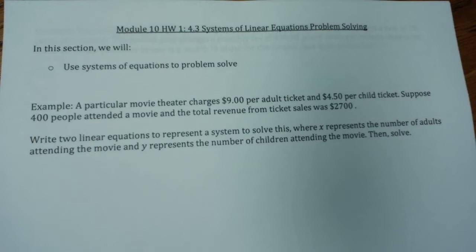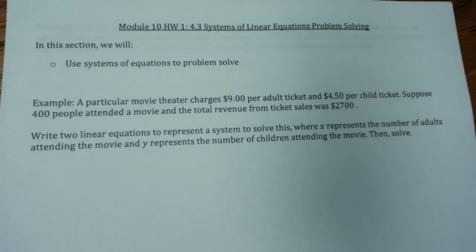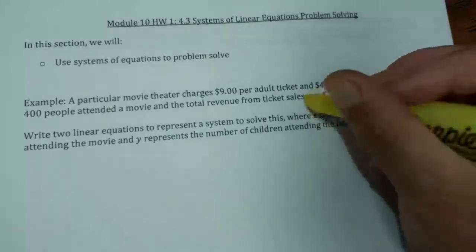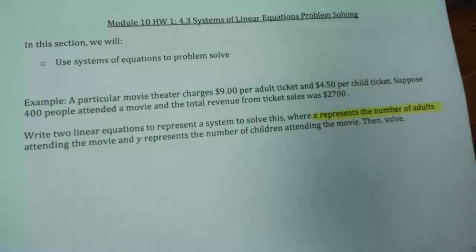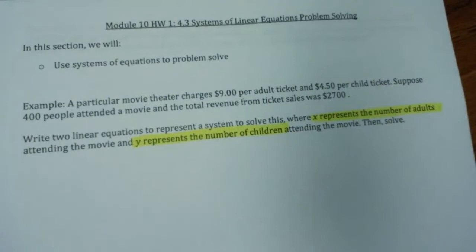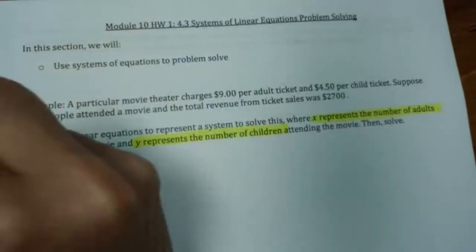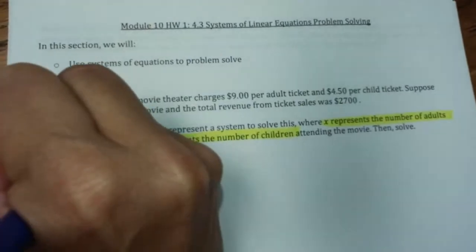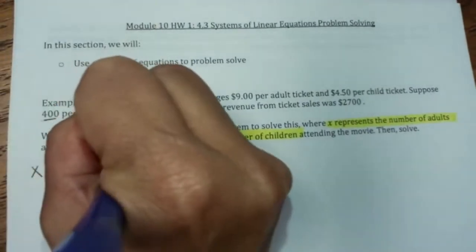Then solve. All right, so first things first, it automatically defines the variables for us, where it says x represents the number of adults attending the movie and y represents the number of children. So we already know that's x and y. Let's go ahead and make two equations that represent this scenario. I know a total of 400 people attended the movie, so however many adults plus however many children together would give me 400 people total.